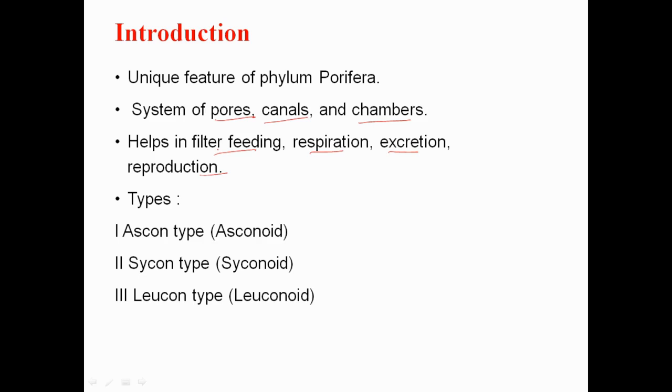Based on the complexity, there are mainly three types of water canal systems in the sponges. One is Ascon type, which is also called the asconoid type. Second one is Sycon type, which is also called the syconoid type. Third one is Leucon type, which is also called the leuconoid type. Now we'll see all these three types of the water canal system one by one in detail.